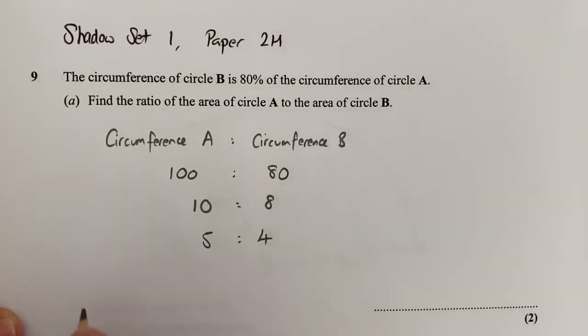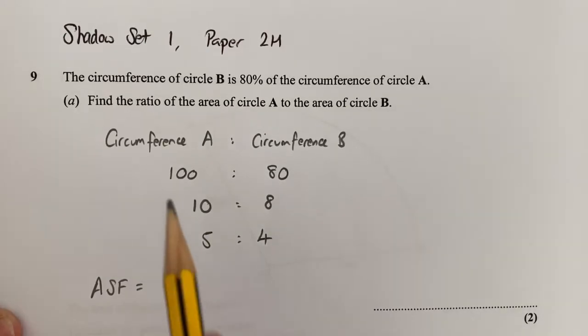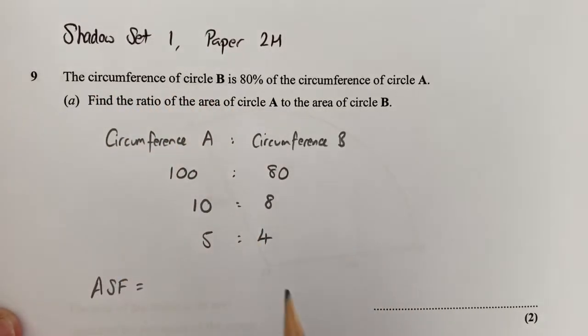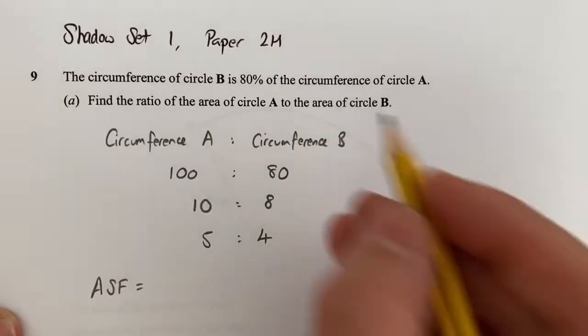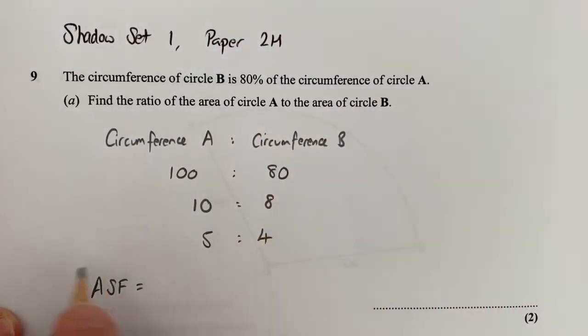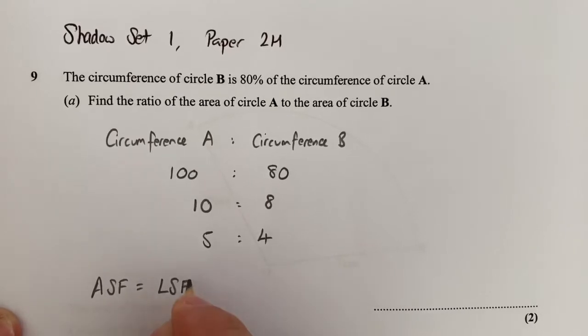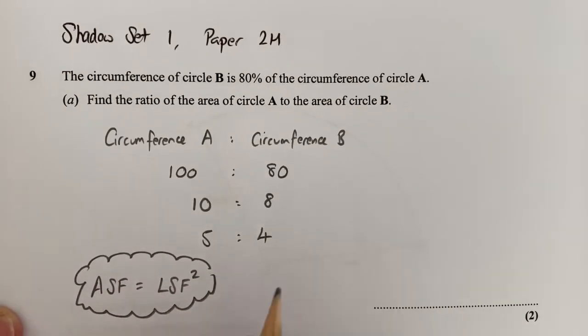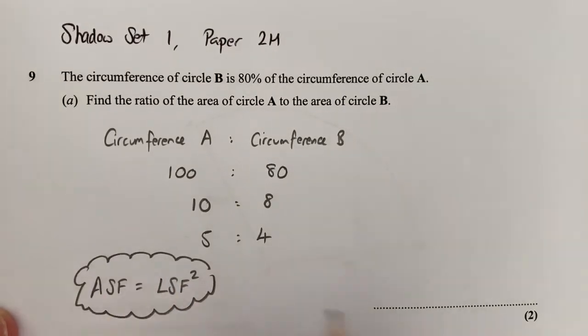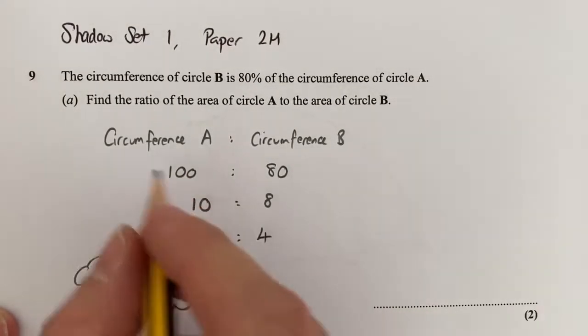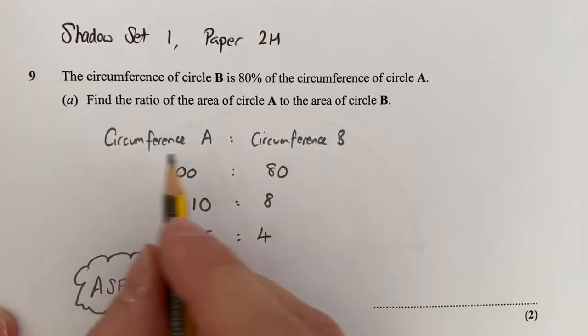Now hopefully you will know that an area scale factor is linked to the linear scale factor. The circumference is a length, it's a linear measurement on the circle, and area is a square measurement. Hopefully you will remember that the area scale factor is the linear scale factor squared, or the length scale factor squared. That's absolutely key, and that's what this question is all about. We're going to use this to answer this question. So we know that that was the ratio between the circumference, or the lengths.